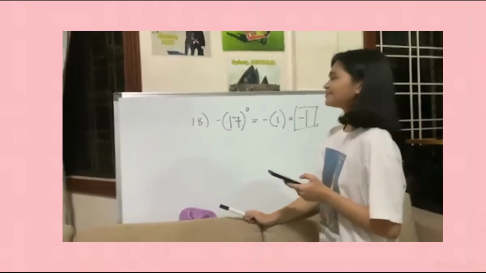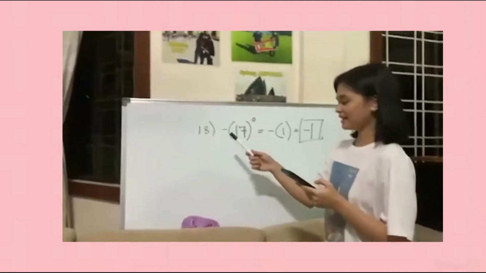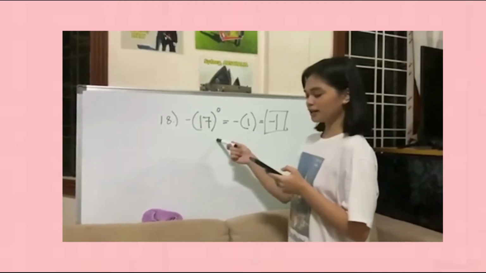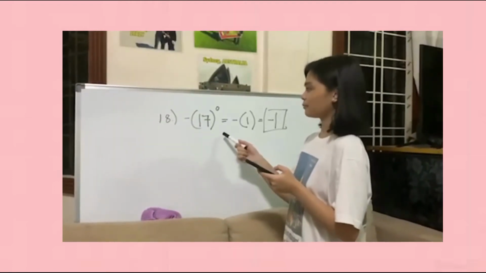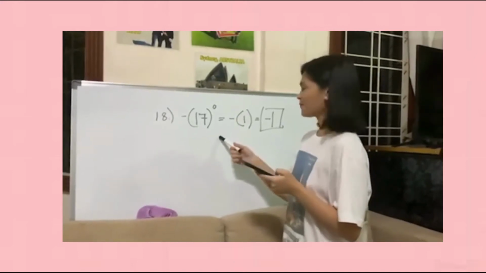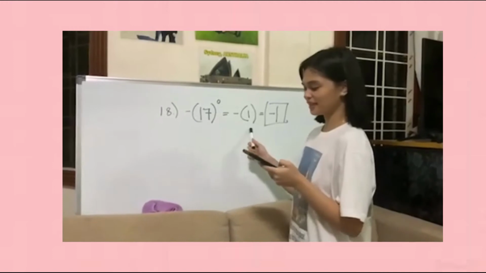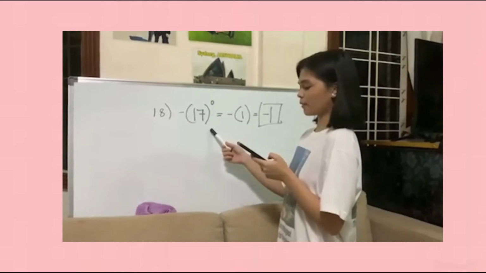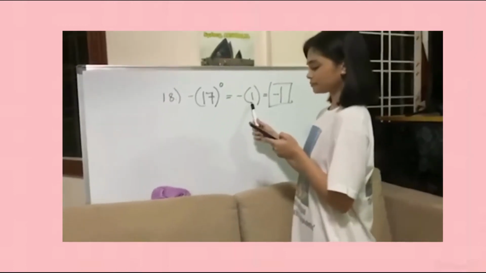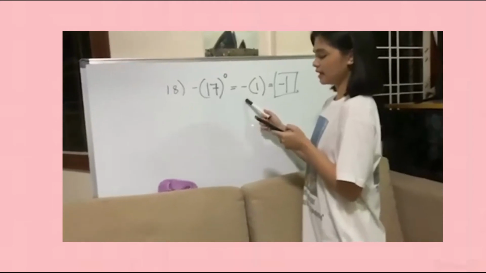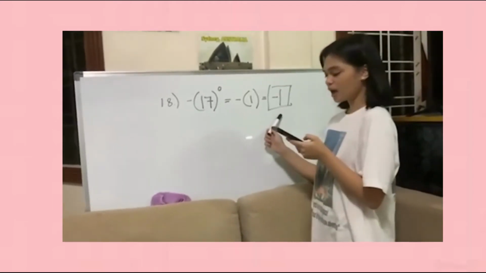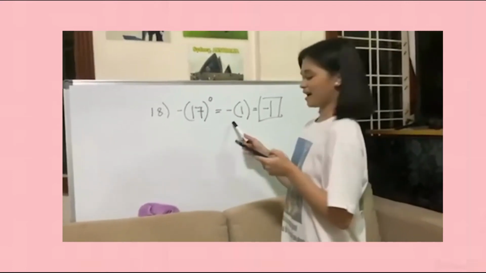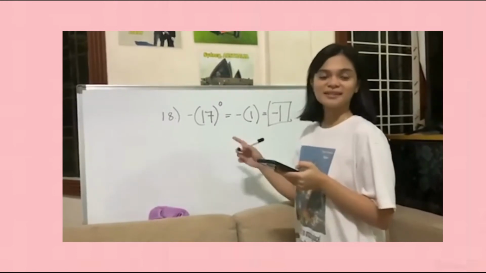Number 18 is negative quantity 17 to the power of 0. Remember, any non-zero real number raised to the power of 0 equals 1. So quantity 17 to the power of 0 is equal to 1. And since we have a negative sign, the final answer is negative 1. Why didn't we apply the negative to the exponent? Because it is not inside the grouping symbol.